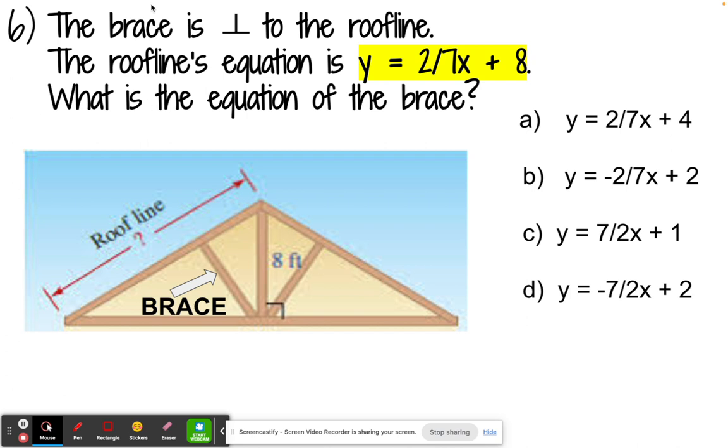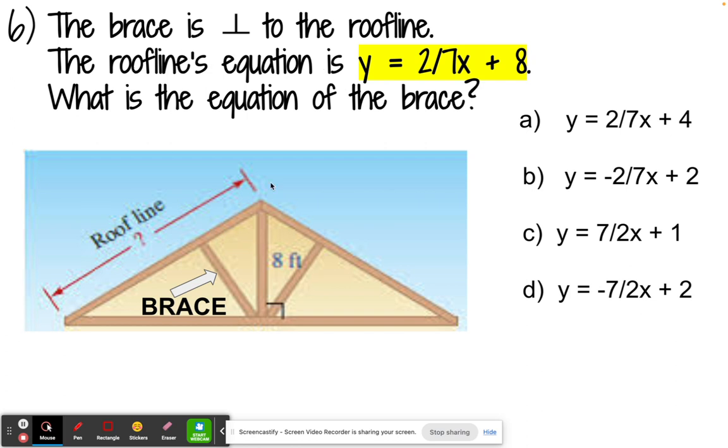Okay. It says the brace is, I don't know what that was supposed to be, something to the roof line. Oh, perpendicular. I'm like, what the heck is that symbol? Perpendicular to the roof line. So this brace is perpendicular to this roof line. This would form a 90-degree angle right here.